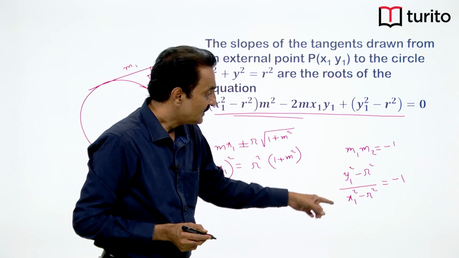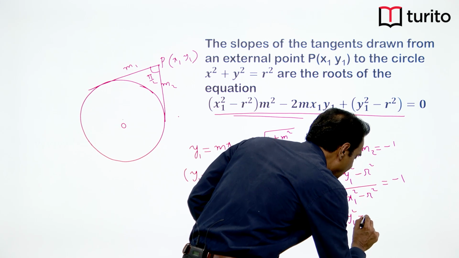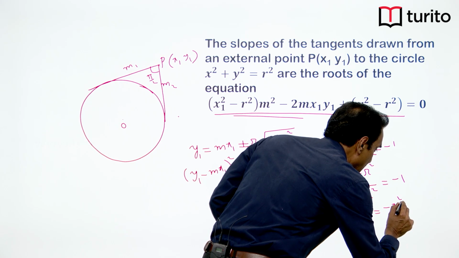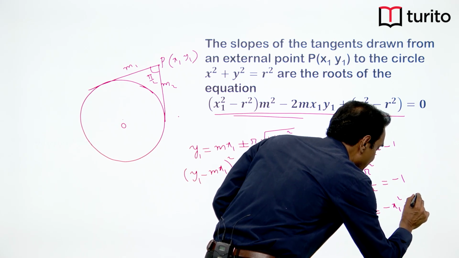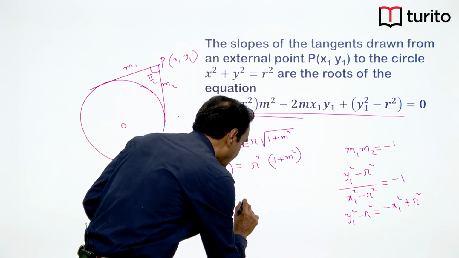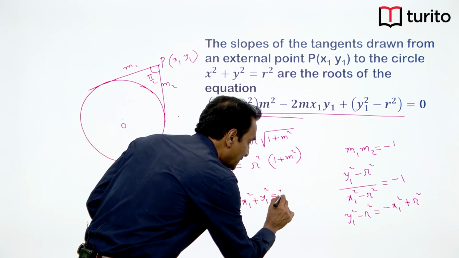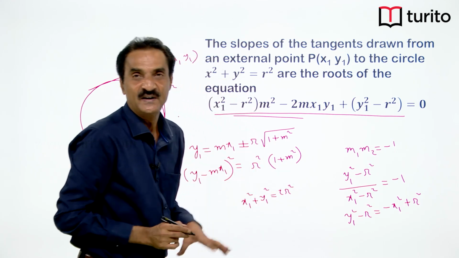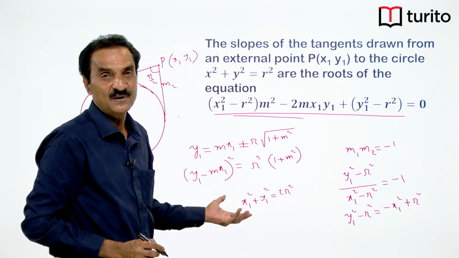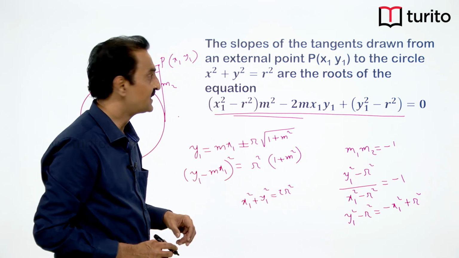Now, cross multiplying, we get y1 square minus r square is equal to minus x1 square plus r square. Then taking x1 square this side, you will get x1 square plus y1 square is equal to 2r square. So, the locus of the point P is the circle x square plus y square is equal to 2r square. It is called the director circle, we have already discussed. Okay.